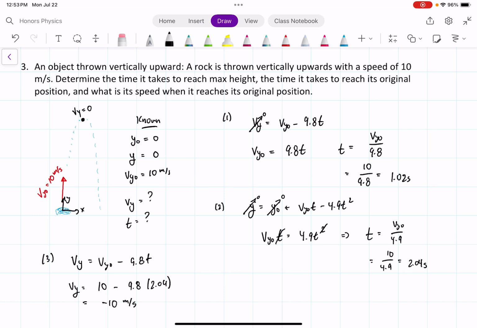So essentially we start with a velocity of 10 meters per second and we end with a velocity of negative 10 meters per second.